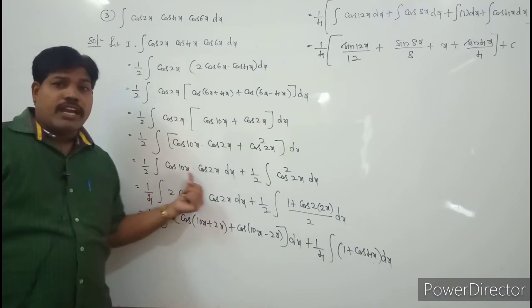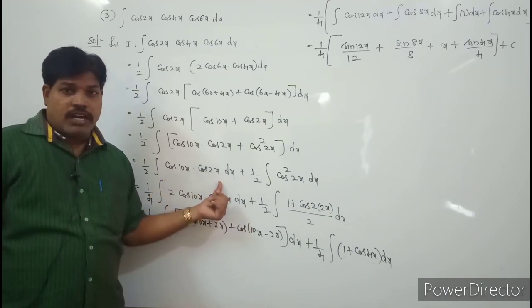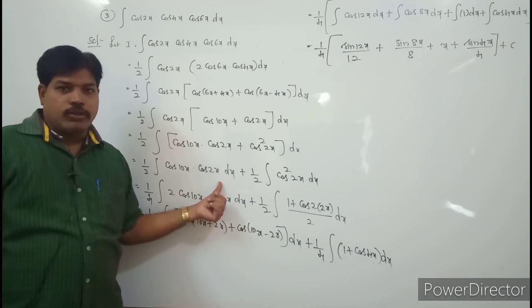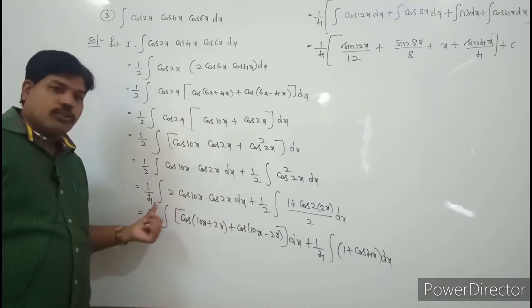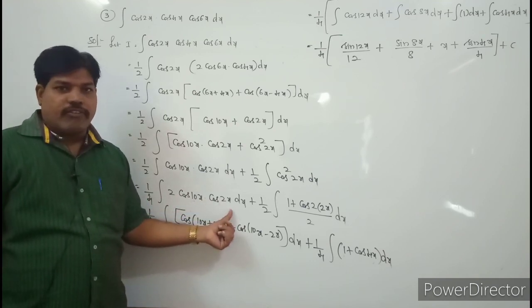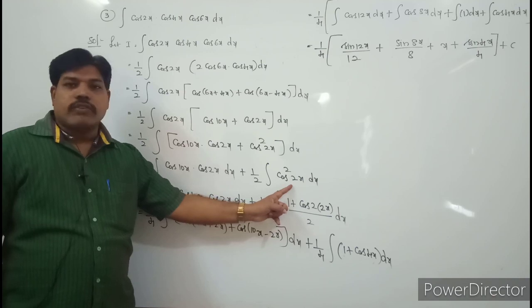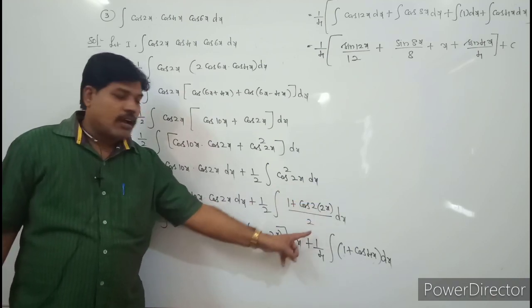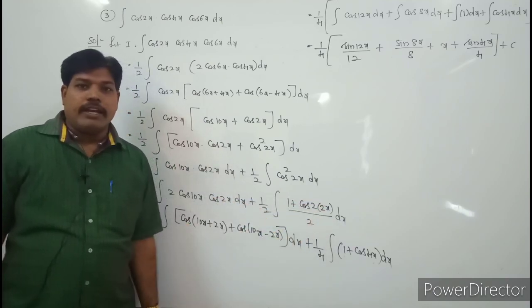So cos a cos b is involved in the integration. What you have to do is multiply and divide with 2. So multiply and divide with 2, it will become 1 by 4 into 2 cos a cos b. Once again the formula. And here cos square theta. What is the cos square theta formula? 1 plus cos 2 theta by 2.